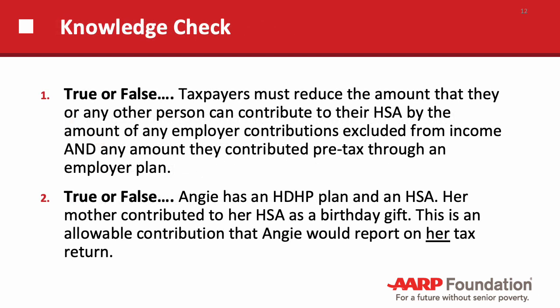Now, a quick knowledge check. True or false? Taxpayers must reduce the amount that they or any other person can contribute to their HSA by the amount of any employer contributions excluded from income and any amount they contributed pre-tax through an employer plan. These amounts, by the way, would show up on a W-2. And true or false? Angie has an HDHP plan and an HSA. Her mother contributed to her HSA as a birthday gift. This is an allowable contribution that Angie would report on her tax return.